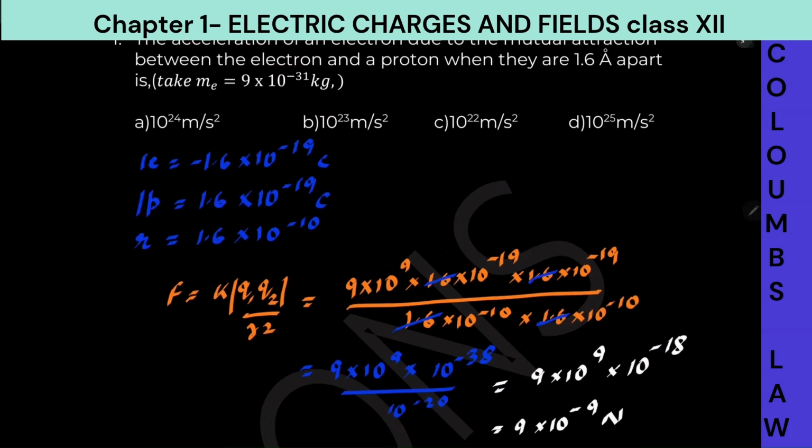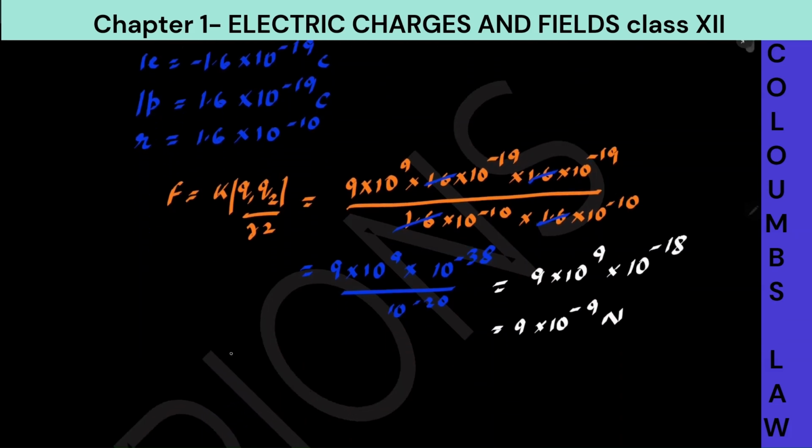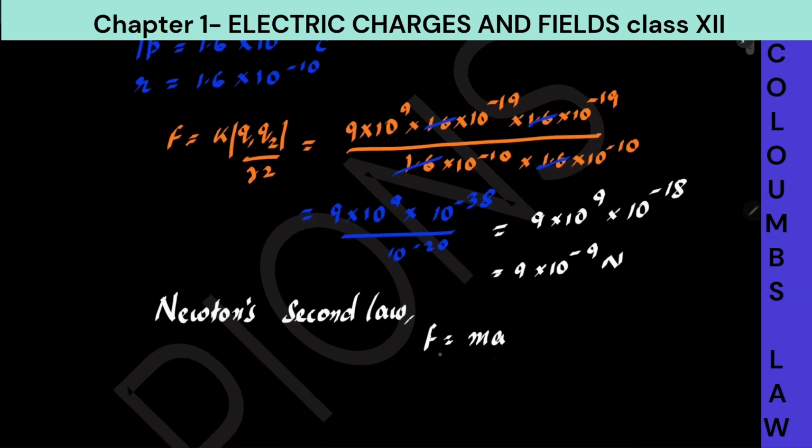In newtons. Let's read the question again. The question says the acceleration of the electron. We have to find the acceleration. What we have calculated just now is the force, right? So what is force by Newton's second law? Newton's second law from 11th standard says force is mass times acceleration of the object, correct? So how much force we calculated here? Let me first figure out the acceleration.